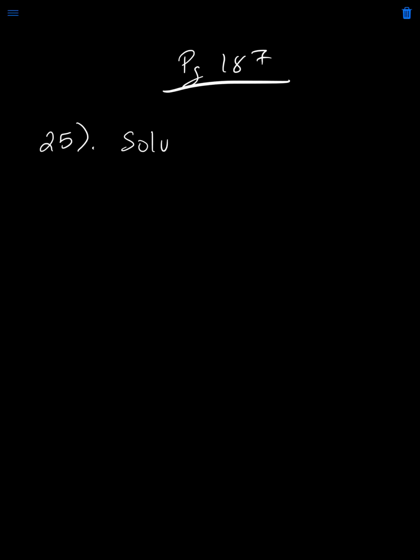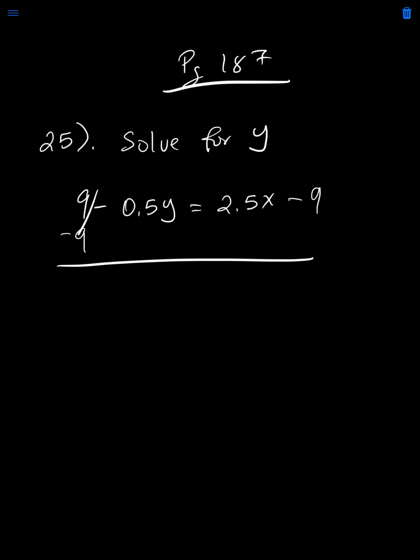And then I have one more to do on that page. On page 187, I'm going to do number 25. For 25, we have to solve for y, because when it says write y as a function of x, just get y equal to one side. So I have 9 minus 0.5y equals 2.5x.